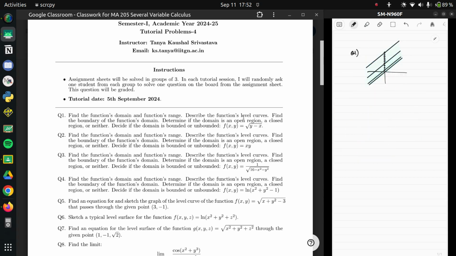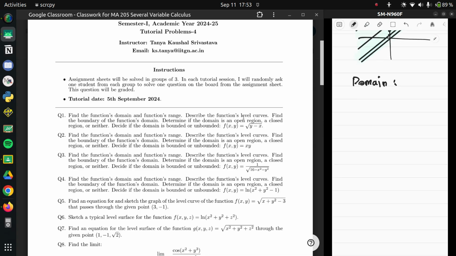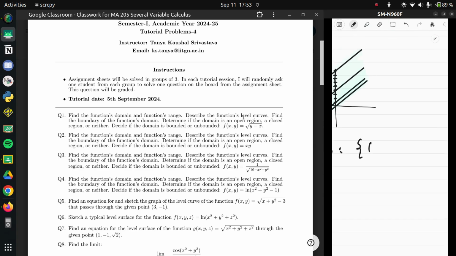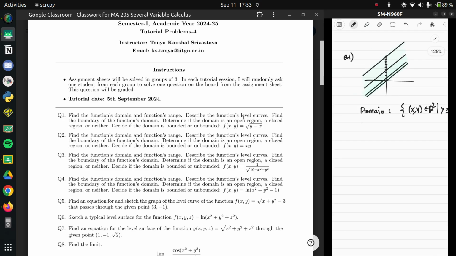So A is done. The domain is, I don't know how to exactly write this whole thing like y bigger than or equal to x, but I'm just going to write this as a set. So it's all xy such that y is bigger than or equal to x, where obviously xy is in R2. So I should probably write that over there. So this is in R squared such that y is bigger than or equal to x. Cool. This is closed. And what else did we want to find?